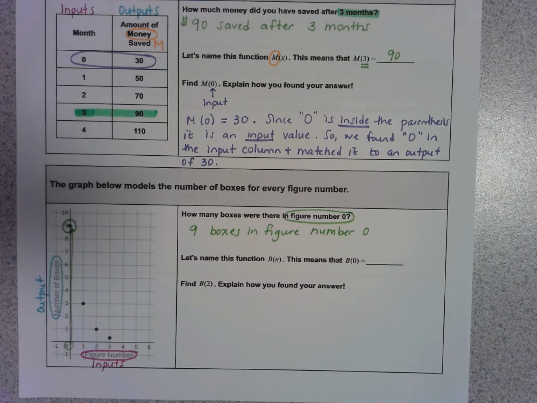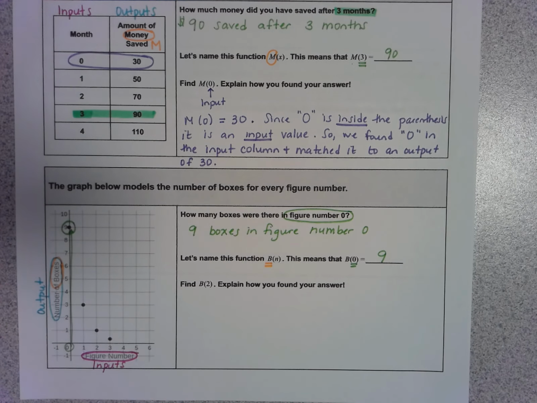So let's suppose we use the name b of n. Now, the reason we might use the letter b for this function is because we're measuring the number of boxes. So it makes sense to use the letter b, and we might use n instead of x because it's the figure number, which starts with the letter n. Saying that there are 9 boxes in figure number 0 means that b of 0, the number of boxes in figure 0, so that's again our same input we had up here, would be 9.